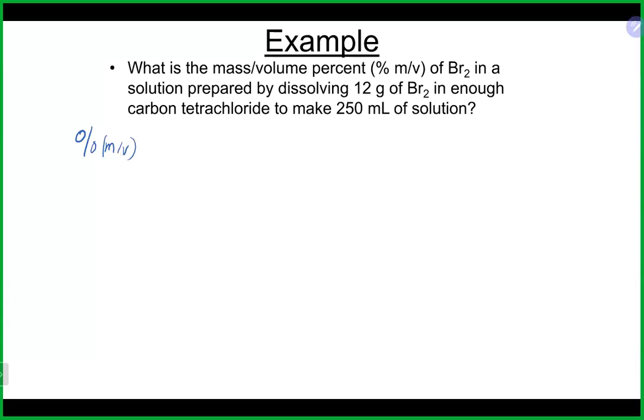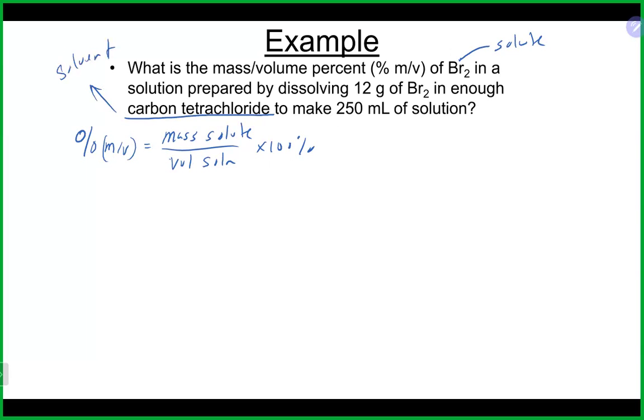That's M/V, which is the mass of our solute divided by the volume of solution times 100%. In this case, it is the Br2 that is our solute, and the carbon tetrachloride is our solvent. And the reason is, is Br2 polar or nonpolar? It is nonpolar as the two atoms are identical, and they share the same electronegativity value.